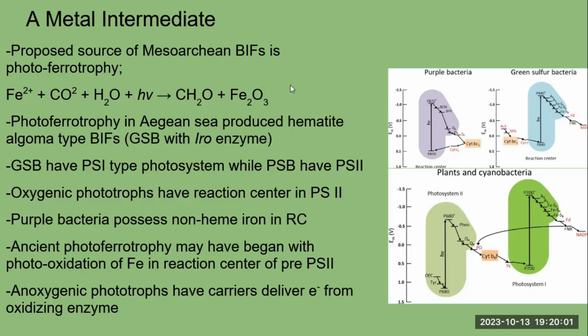photons. The photosystem of purple sulfur bacteria has an iron atom in the reaction center, so one way ancient photoferrotrophy could have come about is with a photon striking this iron and stripping an electron off that went down the electron transport chain. The iron would then be replaced by another iron from the environment, get struck by a photon, and the cycle would repeat. Such a system could ultimately give rise to the photosystem 2 complex.